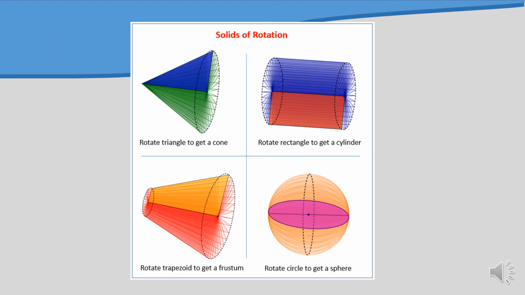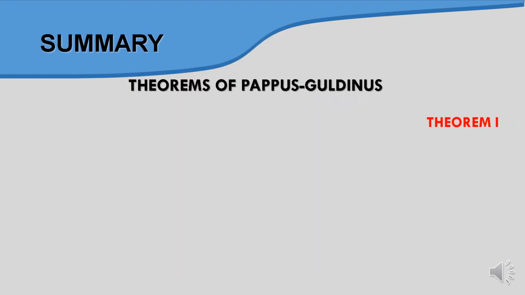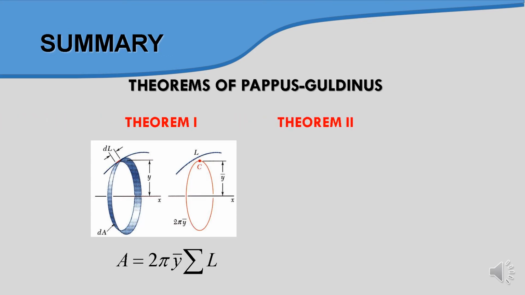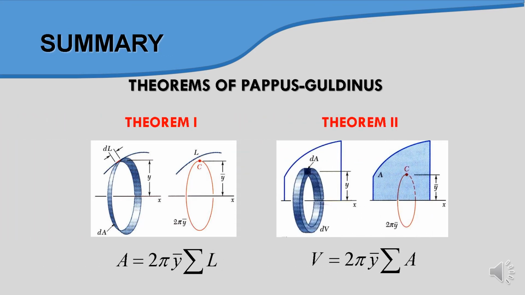Okay, this is the example of the solid of rotation. We have the triangle, which will produce a cone, and then we have the rectangle, which will produce a cylinder, and we have a trapezoid, which will produce a frustum, and finally we have a sphere from the circle. And this is the summary of theorem 1 and theorem 2, whereby it's a little bit the same, but we only change the A to V and L to A.